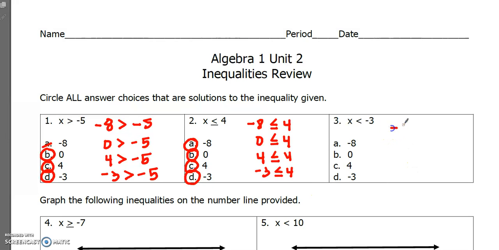Number 3, I've got -8 is less than -3. Yes, that is a true statement. 0 is less than -3. No, that is not. 4 is less than -3. No, that is not. And then -3 is less than -3. No, that one is not.